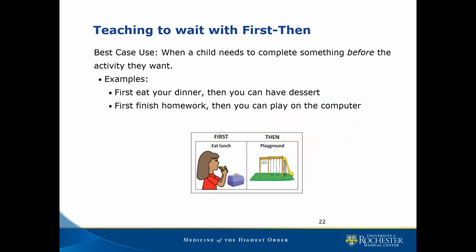Again, first-then is something that most people are familiar with. It's usually used for completing something before the activity that they want to do, kind of like grandma's law. So eat your dinner, then dessert; do homework, then computer. But for kids that are repeatedly asking for things, with a visual you don't have to repeat yourself every time they ask for it. You might say at the beginning, first eat lunch, then playground, but after that, you might just tap to it.